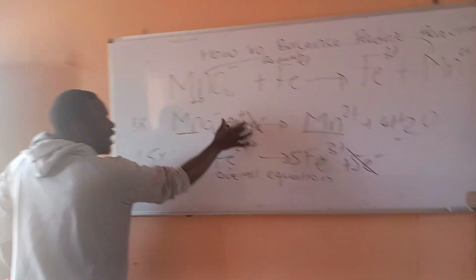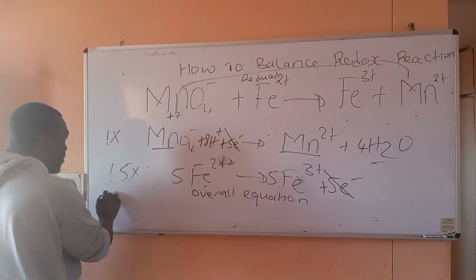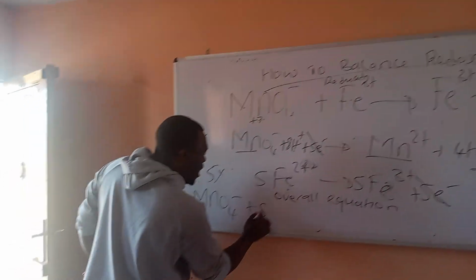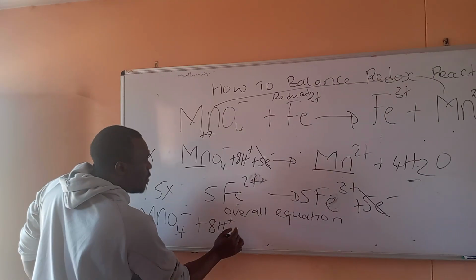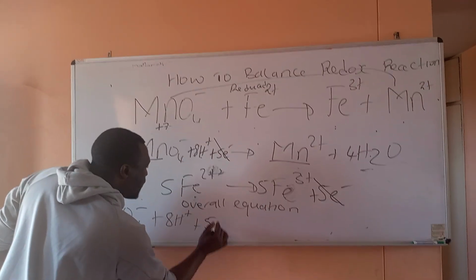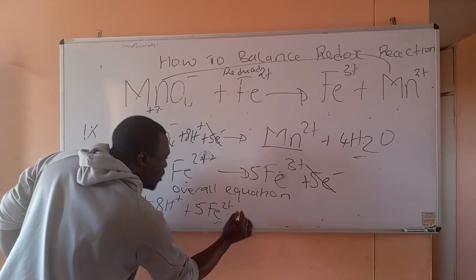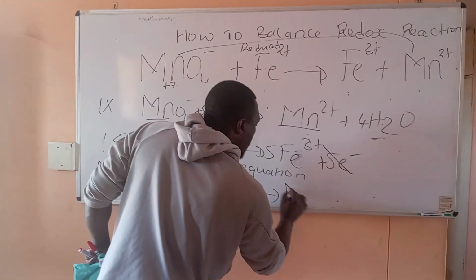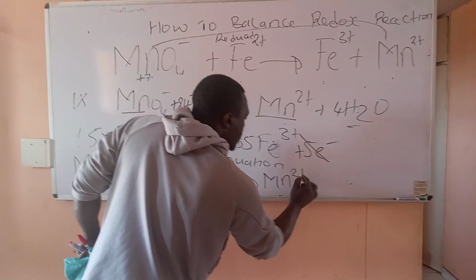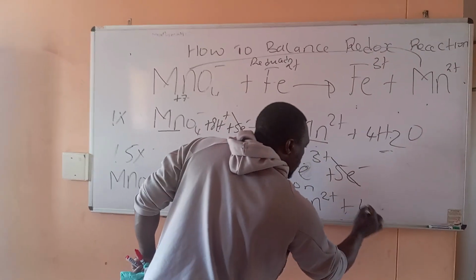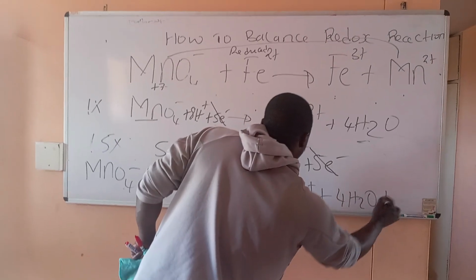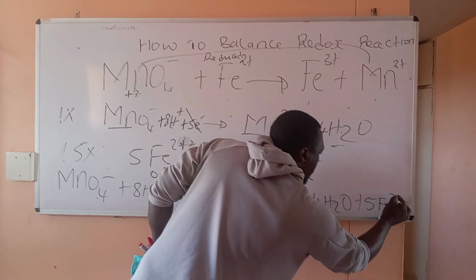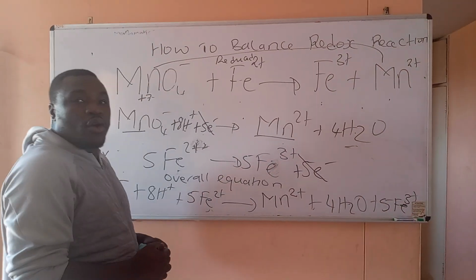We add this one. Left hand side is MnO4-, plus 8 H+, plus 5 Fe2+, to give me, on the right hand side, Mn2+ plus 4 molecules of water plus 5 Fe3+. That is the overall equation.